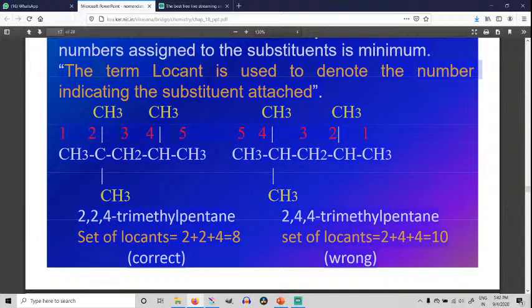Understood? So in that case, what should be the correct order? The correct order should be 2, 2, 4 trimethyl, and how many carbons are there in the parent chain? Since there are 5 in the parent chain, the name will be 2, 2, 4 trimethyl pentane. Understood or not understood, class?